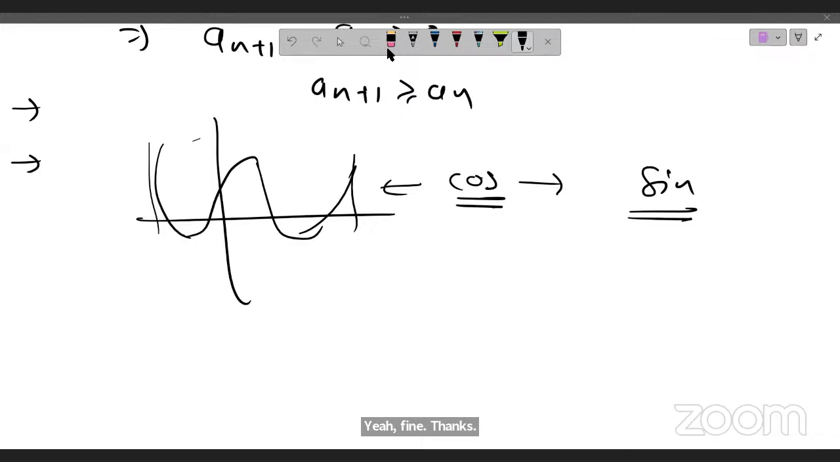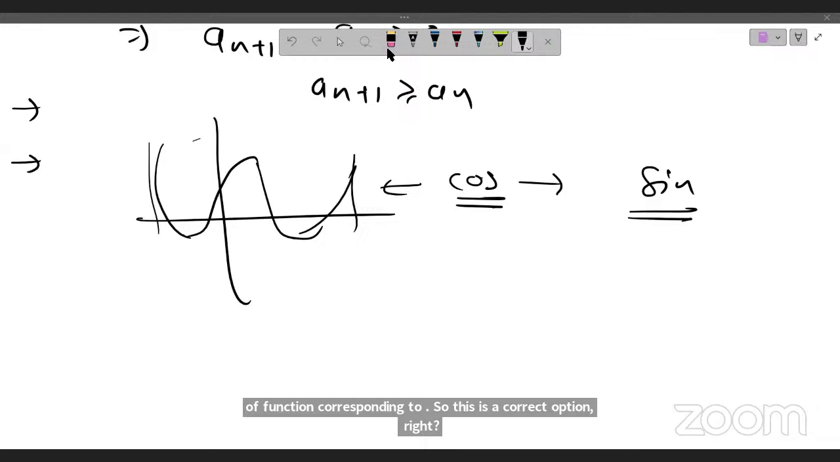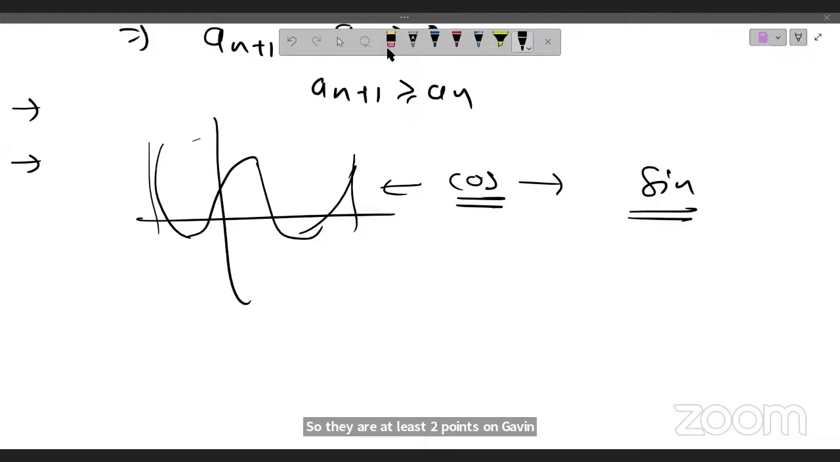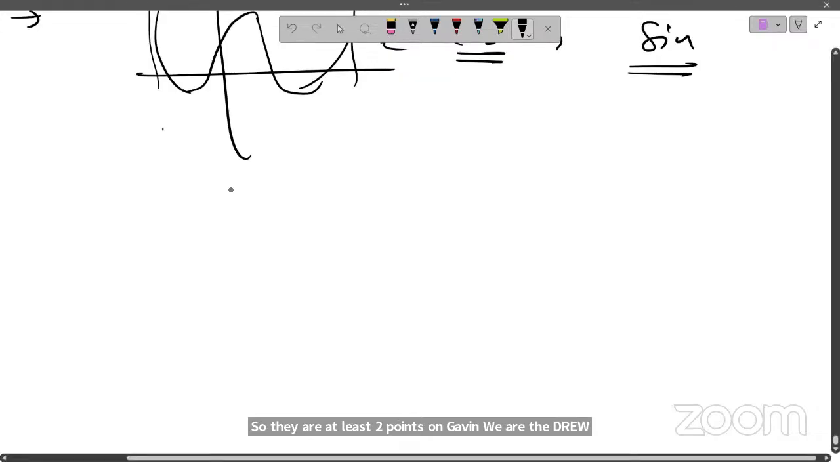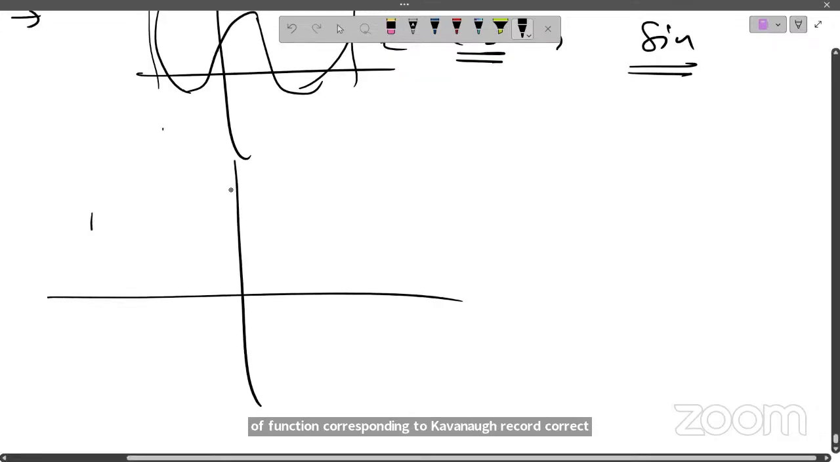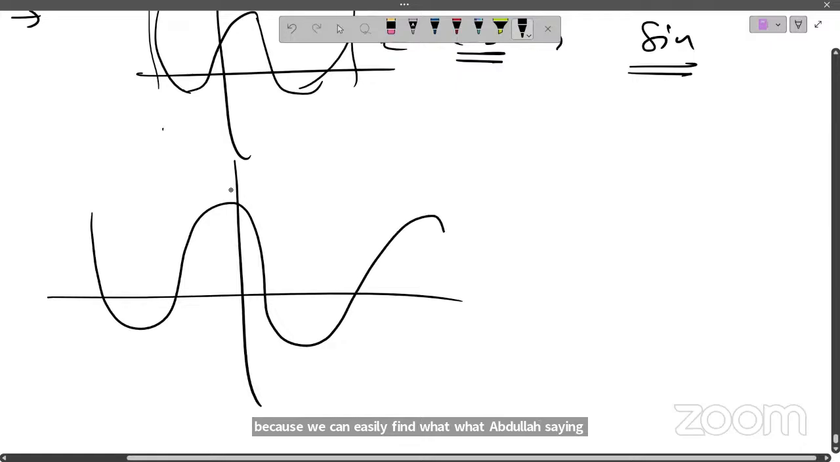So there are at least 2 points on curve 1 where the derivatives of the function corresponding to curve 1 are equal. So this is a correct option, right? Correct, because we can easily find, what Abdul was saying, that if we move this curve parallelly, right?